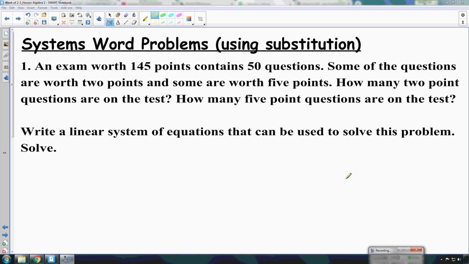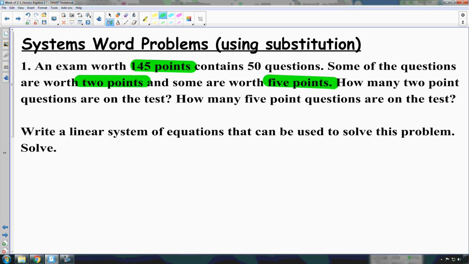So a big part of what we're going to do is talk about points. So we talk about 145 points, right? And we talk about some questions being worth 5 points, some things worth 2 points. And they're asking how many 5-point questions are on the test. So I want an equation that's all about points, and I'm going to use green to write that equation.